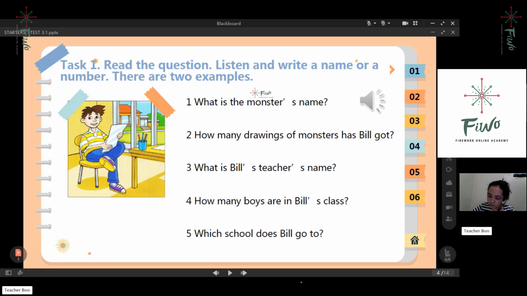Four. Are there lots of children in Bill's class? Yes. There are 20 boys in his class. 20 boys? Are there girls too? No. There are no girls at Bill's school.